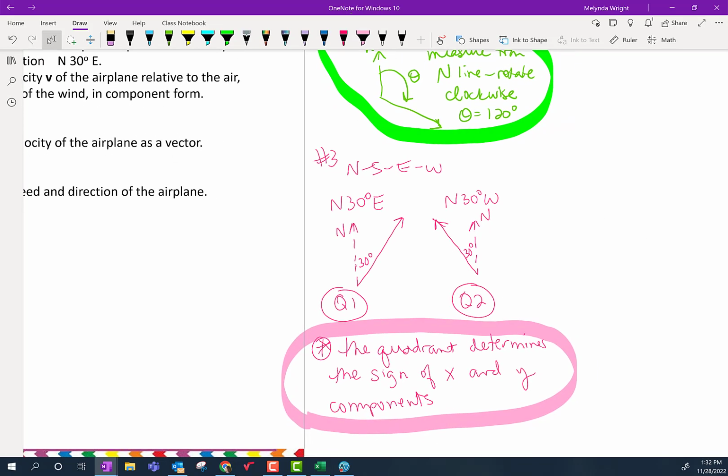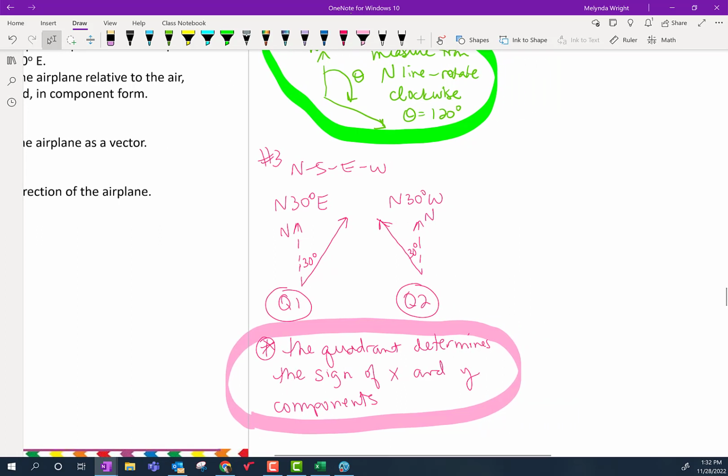If I'm in quadrant 1, X is positive, Y is positive, right? If I'm in quadrant 2, X is what? X is negative, Y is positive. And you have to note that and write it down. This is one of the most missed things that I see students doing: when they write their vector components down, they don't write the correct sign down, whether each is positive or negative.